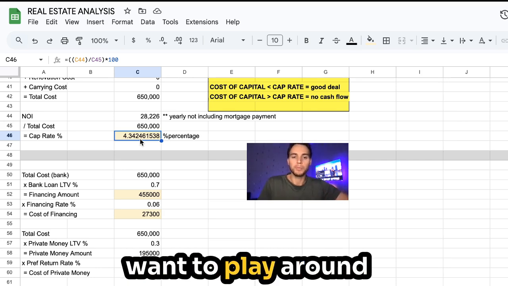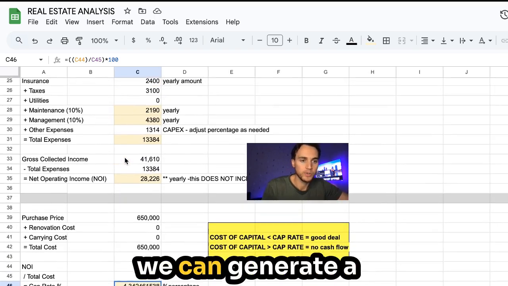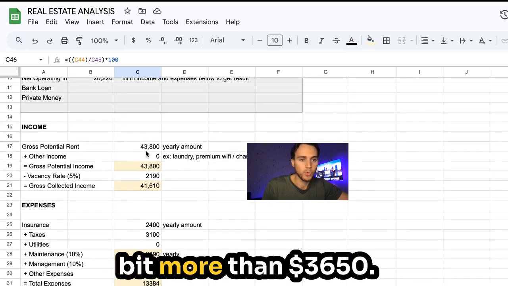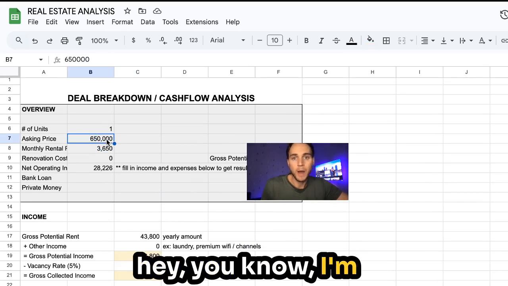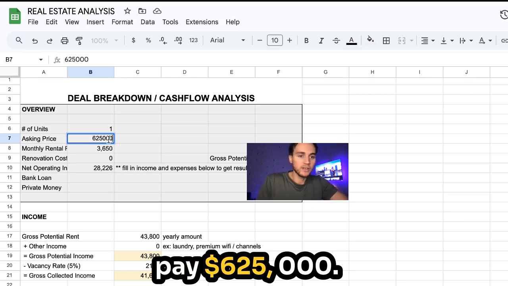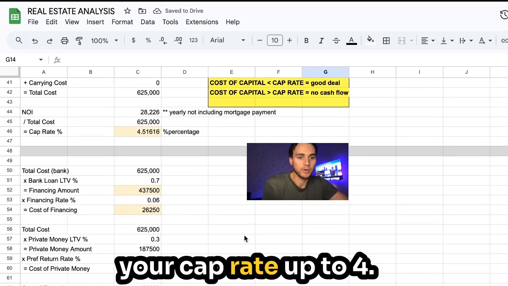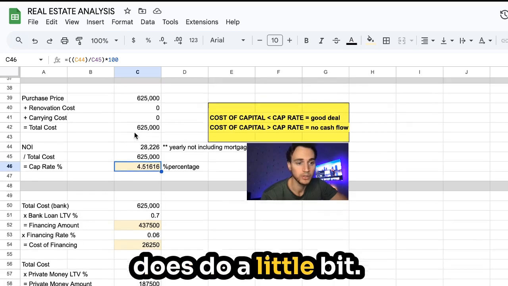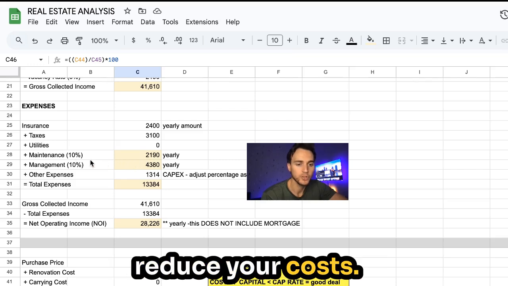So this is where you want to play around with it a little bit. And then keep in mind, there may be some other ways in which we can generate a little more revenue. Maybe you find that you can rent it for a little bit more than $3,650. Or maybe you decide, hey, I'm not going to pay full asking price for this. I'm going to pay $625,000, which is going to increase your cap rate up to 4.5. So not a huge difference, but it does do a little bit. And then you can look and see if there's other ways in which you can reduce your costs.